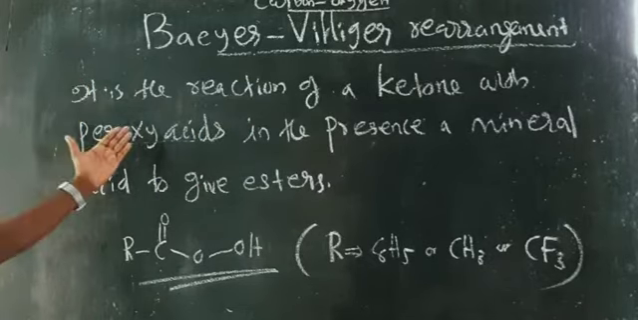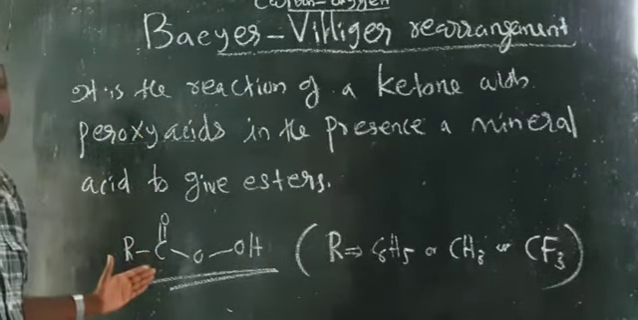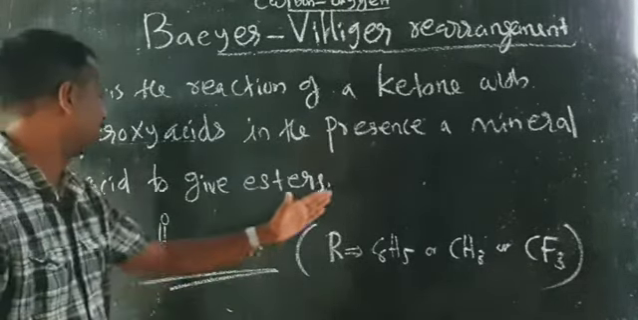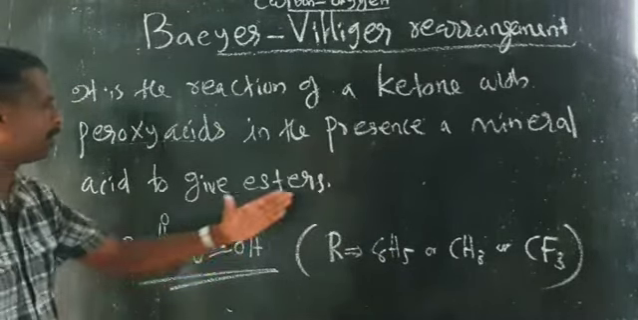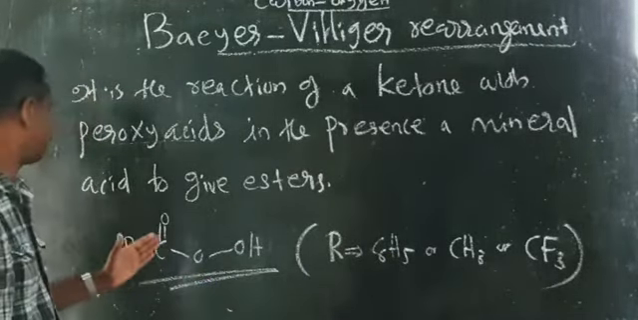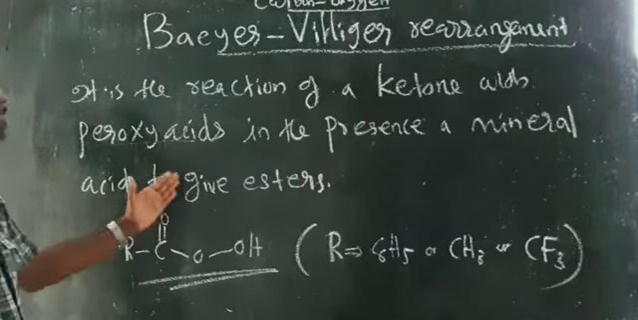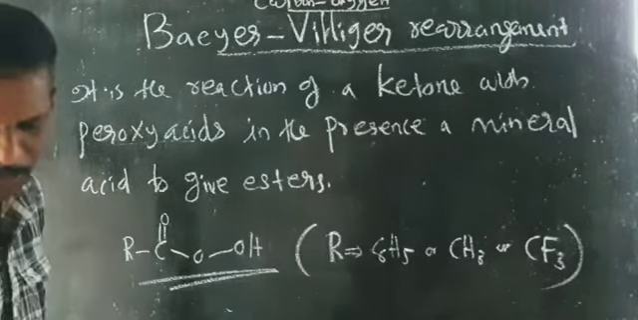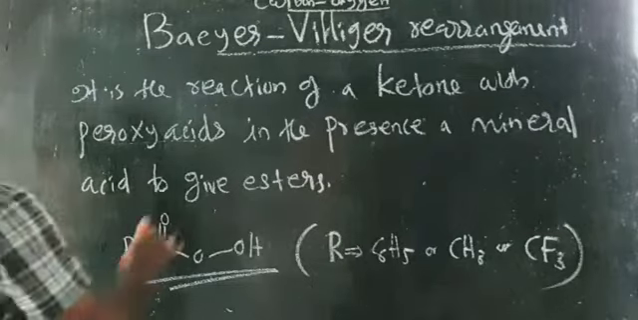So what is Baeyer Villiger rearrangement? The reaction of a ketone with peroxy acid. What is the formula of peroxy acid? RCOOOH, where R can be C6H5, that means peroxy benzoic acid, or when it is CH3, peroxyacetic acid, or peroxy trifluoroacetic acid. These are the peroxy acids which can be used for this rearrangement. Now let us go through the mechanism of this rearrangement.